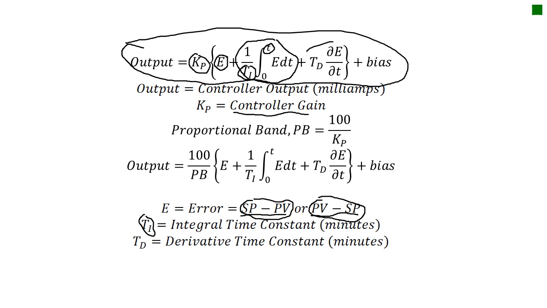And then we have a third term, which looks at the derivative. And all three of these combined, the error, the integral, and the derivative, we multiply them by the controller gain. And we have a fourth term called the bias. And this bias is, no matter what the error is, the bias will be a constant number.